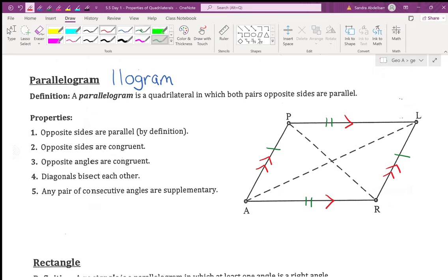So the big angle A is congruent to the big angle L. What else? What other angles do you think are congruent? Adam? Angle P and angle R. You got it. The big angle P is congruent to the big angle R.